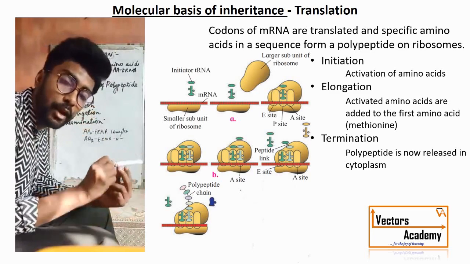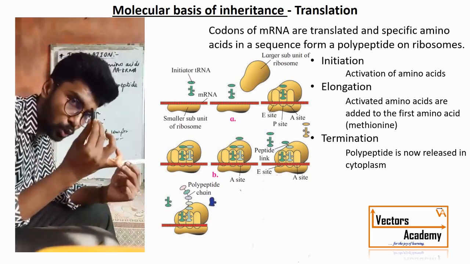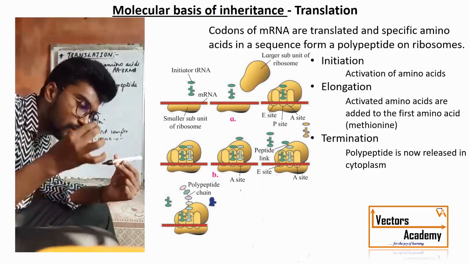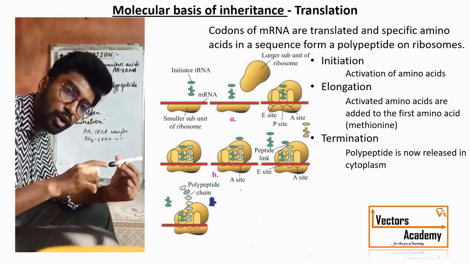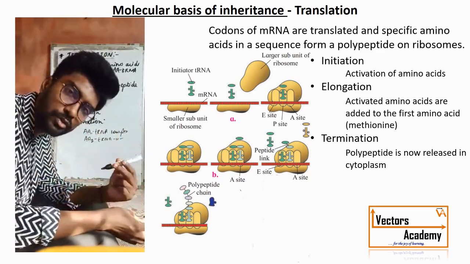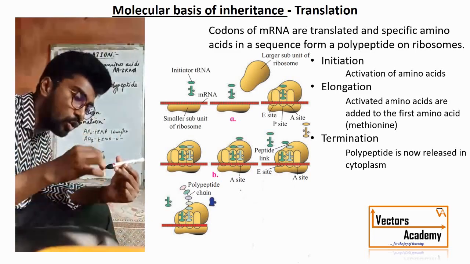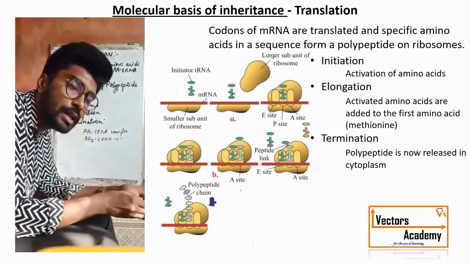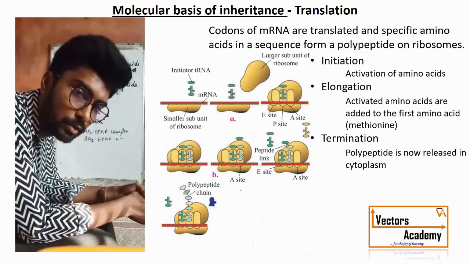Now, what happens in the elongation is that, for example, this is the ribosome and this is your mRNA. The ribosome will start moving from the start codon to the stop codon. Start codon is the initiation codon, stop codon is the termination codon, 5' and 3'. So the movement of the ribosome from the start codon to the stop codon of the messenger RNA is called translocation. That is called elongation.